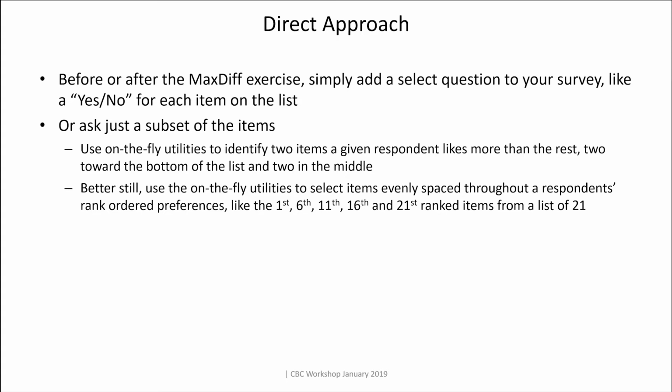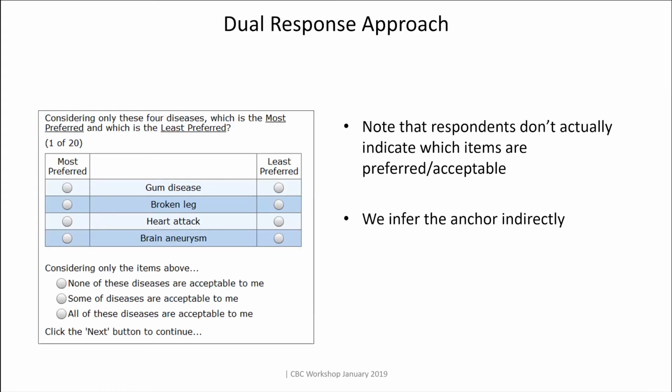And use just those 5 items to set the anchor, which is a really efficient way to do it. The dual response way, as the name suggests, asks a second question. After each MaxDiff question, we're going to also ask, thinking about these items, is it the case that none of these are acceptable to me, or all of them are acceptable to me, or some are acceptable and some aren't?